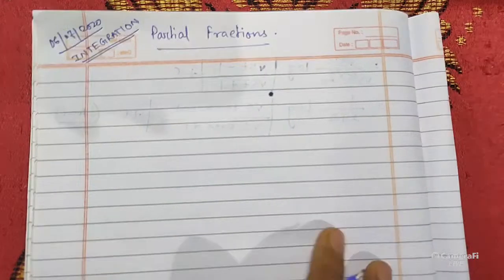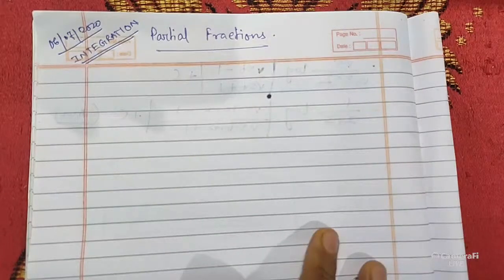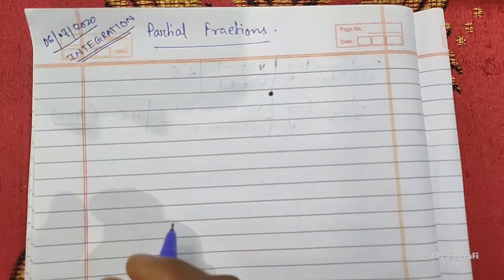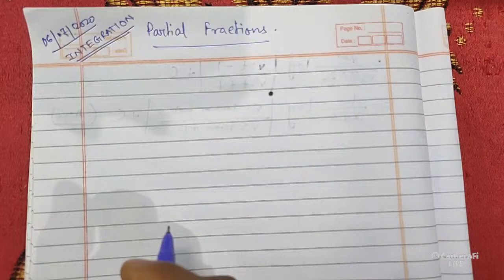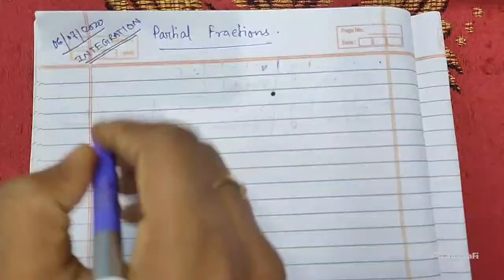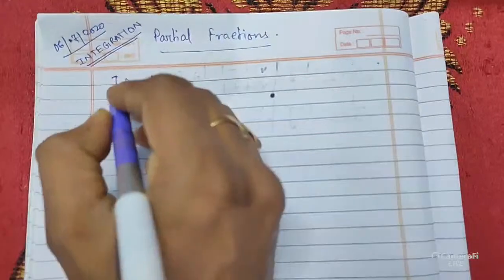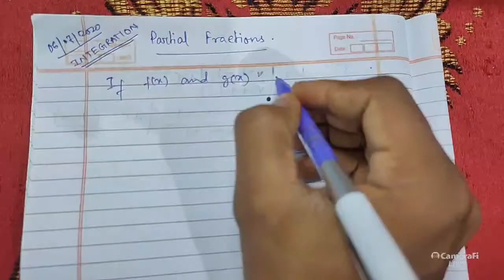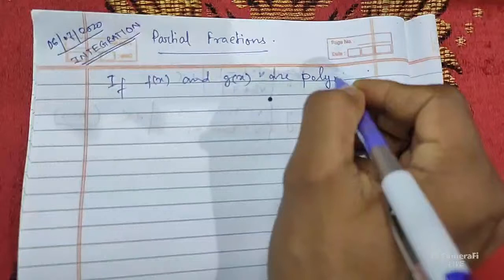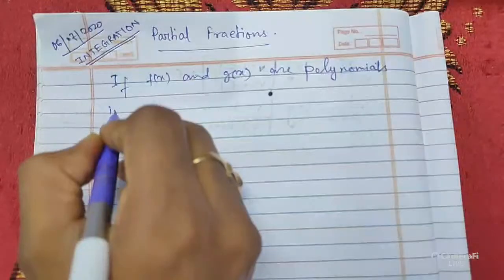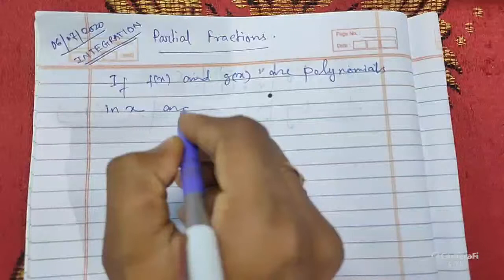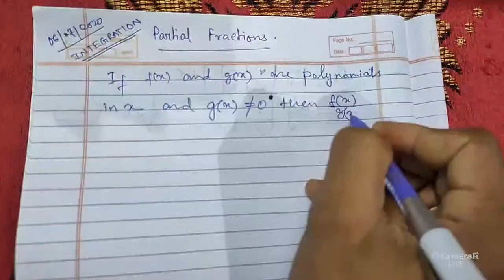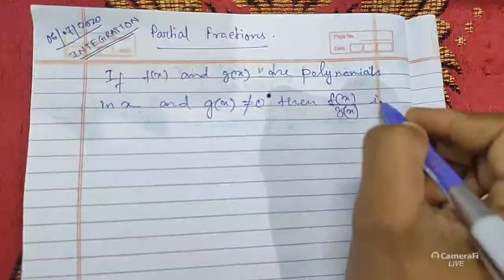Students of India, whenever they will be in the form of a ratio, then we have to... that means if f(x) and g(x) are two polynomials in x, with g(x) not equal to 0, then f(x)/g(x) form is known as a rational fraction.